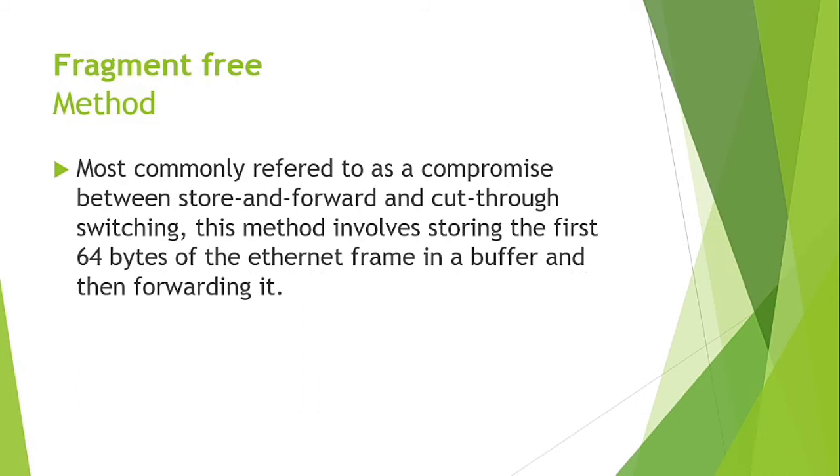The last one is the fragment-free method, most commonly referred to as a compromise between store and forward and cut-through switching, meaning that it's kind of the best of both. This method involves storing the first 64 bytes of the Ethernet frame in a buffer, then forwarding it. So it stores 64 bytes of the message you're sending, just like store and forward does. Then it forwards, like cut-through. So it's like the best of both worlds.